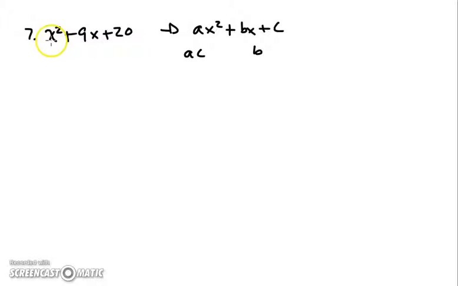So if we look at this problem here, our a is 1, our b is 9, and our c is 20. So we want to think first about what is a times c. Well, a times c is 1 times 20.